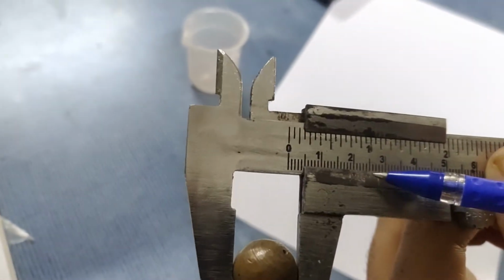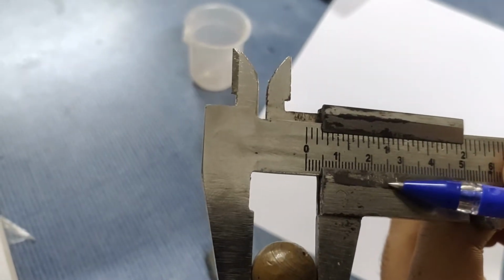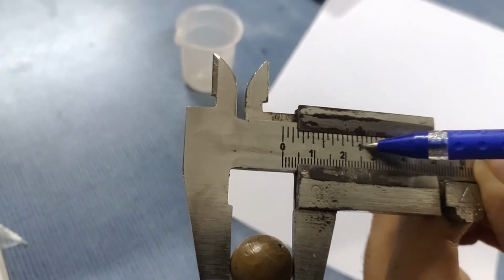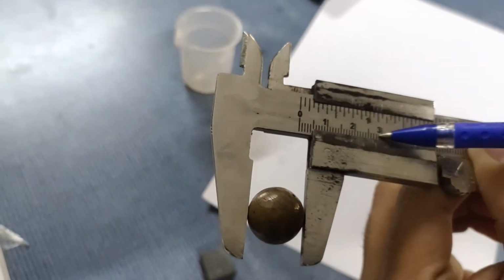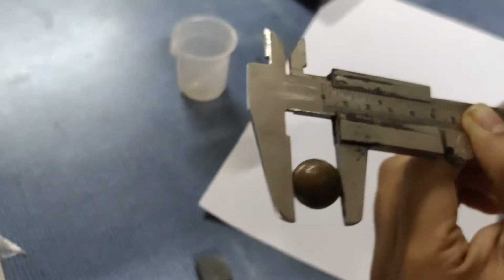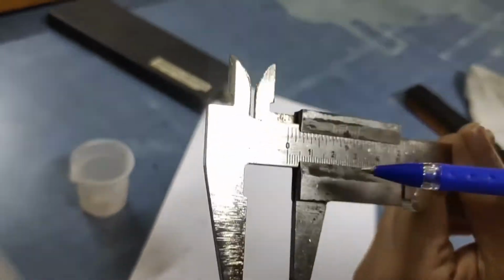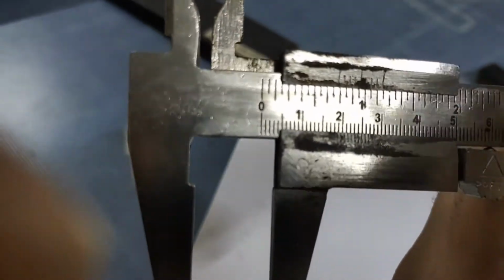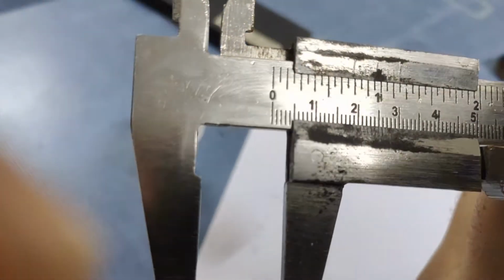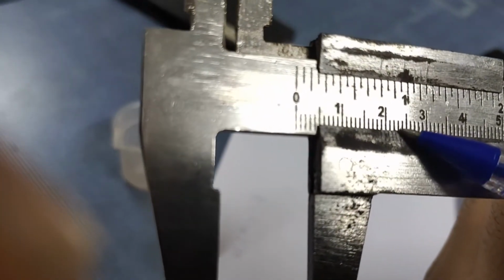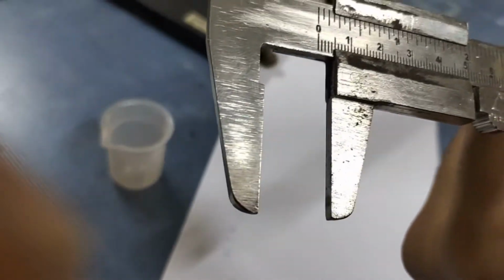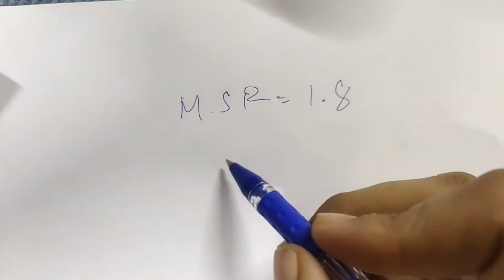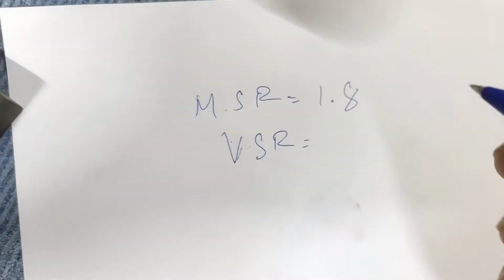Next, which division of the vernier scale is coinciding properly with any division of the main scale? It doesn't matter on the main scale reading, I repeat again. It only matters on the vernier scale. First, second, third. If you look carefully, it's the third division. This is zero, that is one, two, and the third division is coinciding properly with a division of the main scale. We only need to see which line coincides properly. So the vernier scale reading would be the third division.